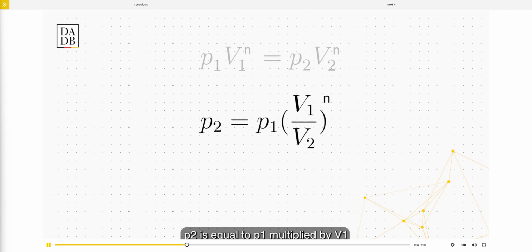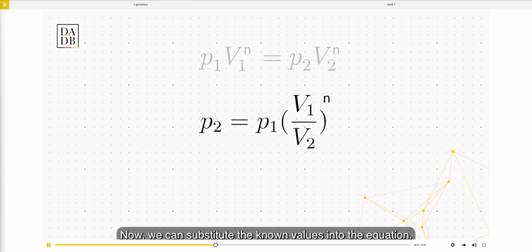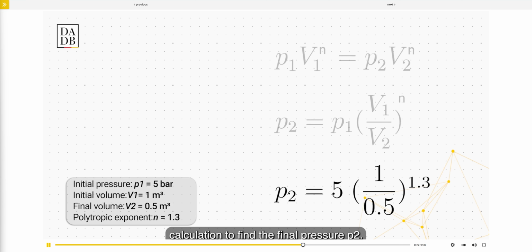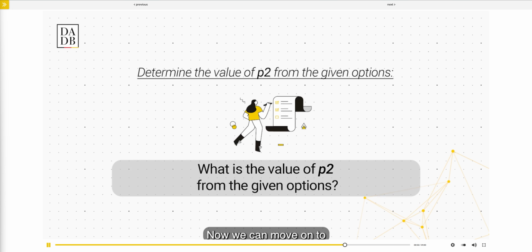P2 is equal to P1 multiplied by V1 divided by V2, to the power of N. Now, we can substitute the known values into the equation. P2 equals 5 multiplied by 1 over 0.5, to the power of 1.3. We can then perform the calculation to find the final pressure P2. Now we can move on to the interactive task. The question will be, what is the value of P2 from the given options?